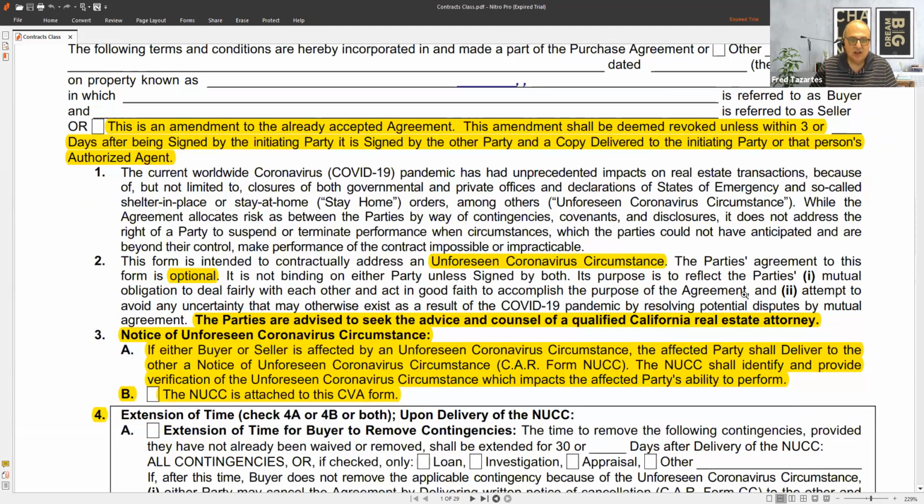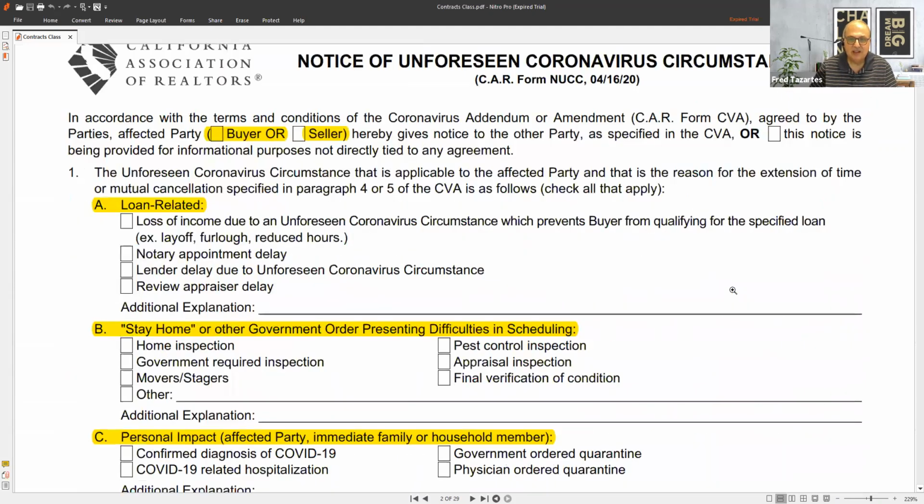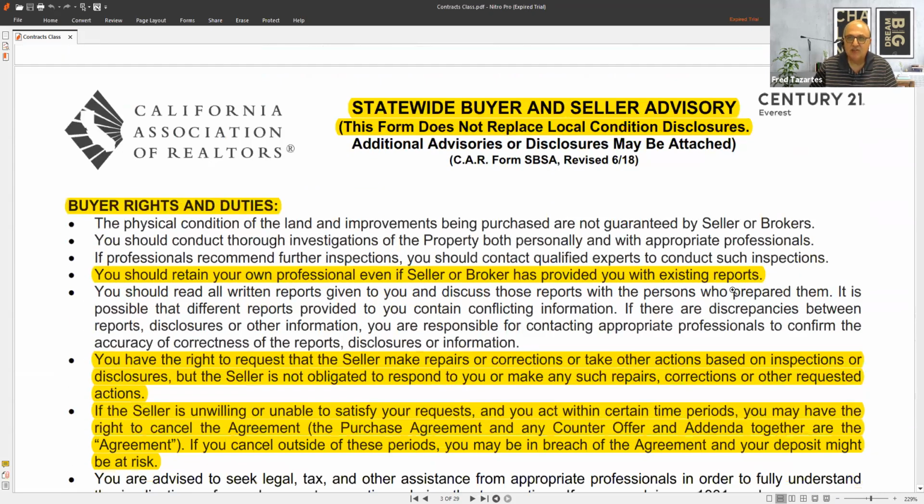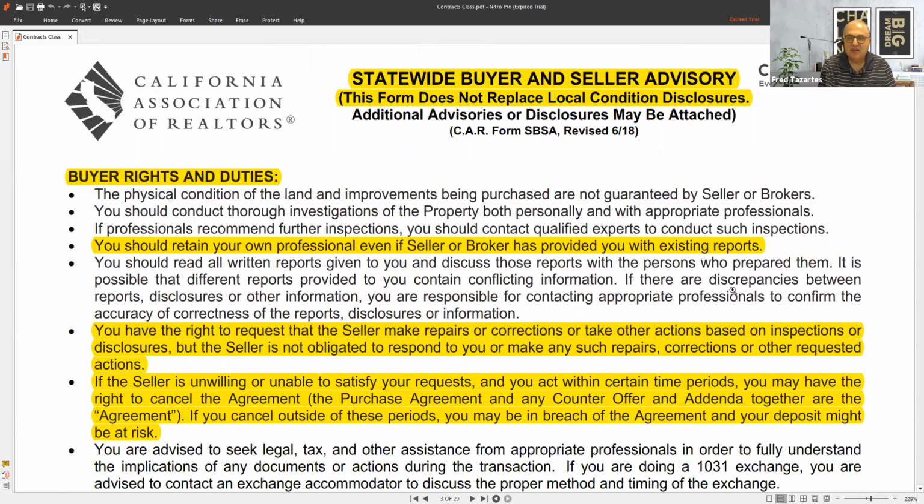So today we are starting with the SBSA. The SBSA is the mother of all disclosures. It is 14 pages and it basically covers everything and anything. Everything here is probably covered someplace else also. That's the one thing about disclosures: you will see it at least 3 or 4 different places. This form does not replace the local condition disclosures, which we also have and we'll talk about a little bit later.